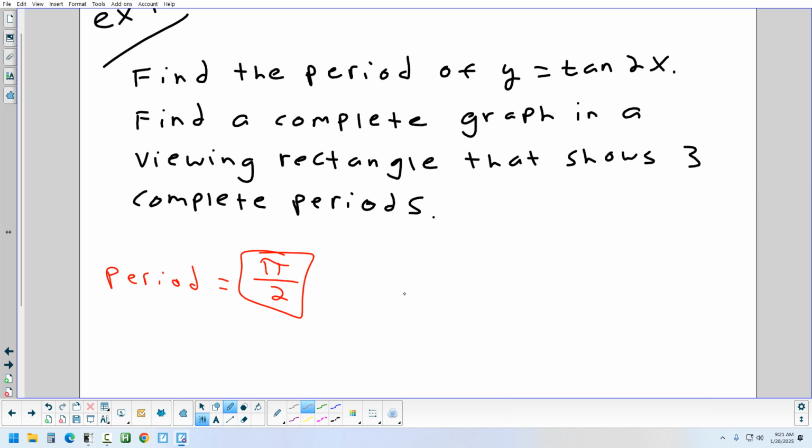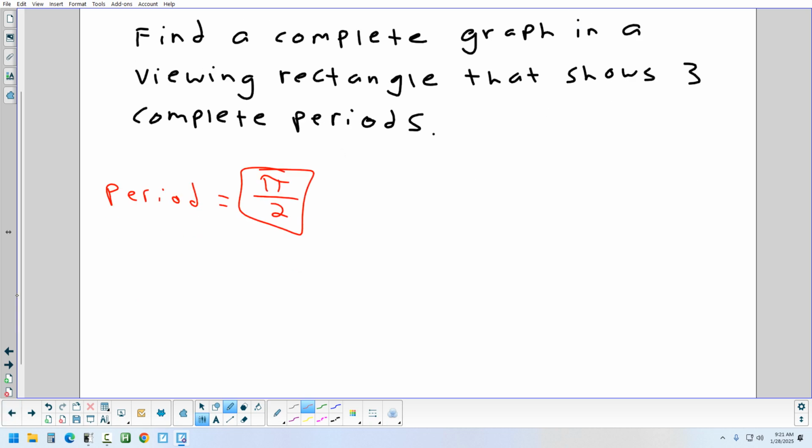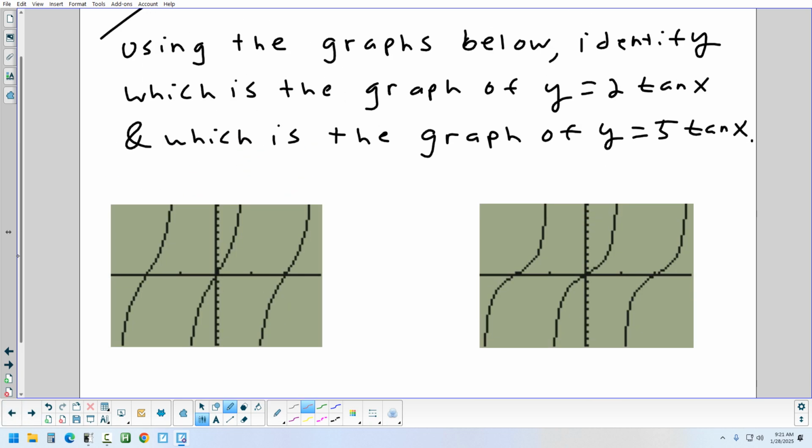All right. Let's try this one. It says, using the graphs below, one of them is the graph of 2 tangent x, one of them is 5 tangent x. I just want to know which one is which. Anybody think they know which one is the 2 tangent x? Yeah. The one on the left. Okay, how come? It looks like a 2 tangent.